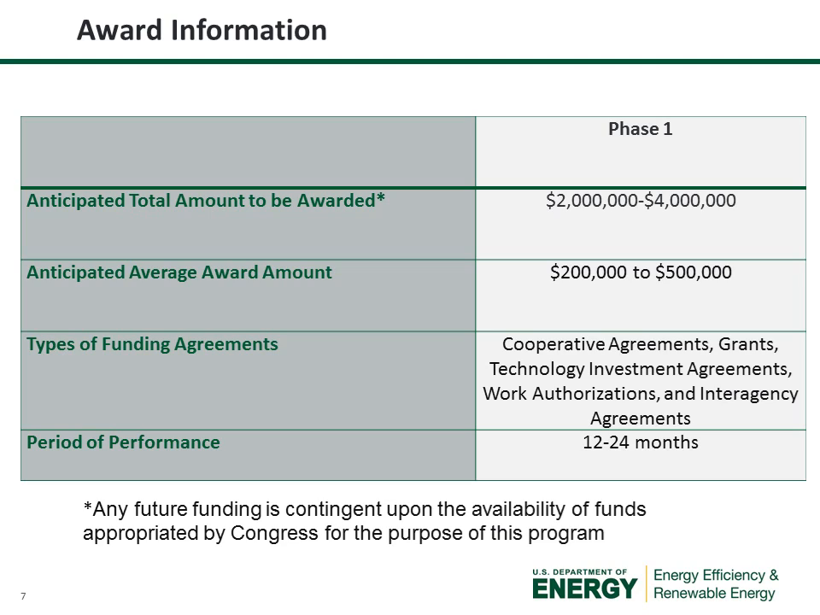The period of performance is 12 to 24 months, and this may come up later. Our preference is for the shorter timeline on the project, so closer to 12 months than 24, but we are looking for ultimately projects between 12 and 24 months in duration. And as always, with things of this nature, any future funding is contingent upon the availability of funds appropriated by Congress for the purpose of this program.